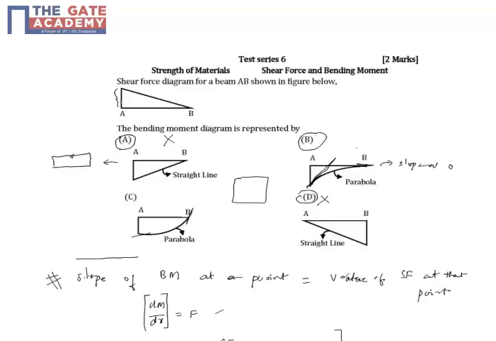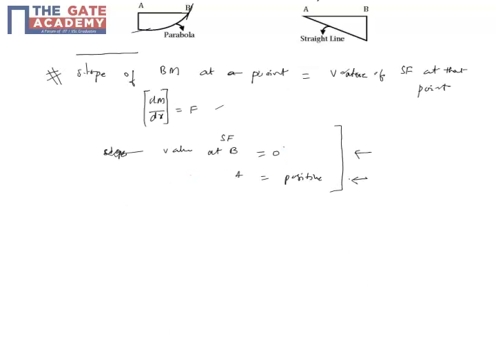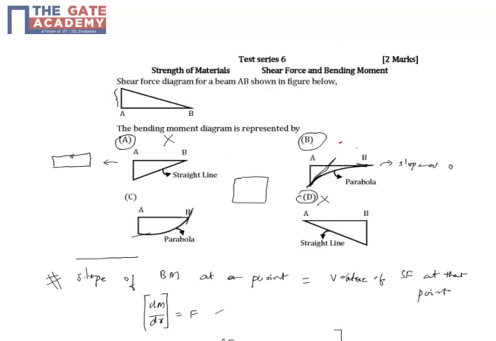So the slope of the bending moment at B should be 0, and the slope of the bending moment at the left-hand end should be positive, and that happens only in B. So B is the answer. D is wrong because at B the slope should be 0, since that is the value of the shear force at B. So the slope of the bending moment diagram at B also has to be 0, but that is not the case. So only B satisfies this. Answer is B. Thank you.